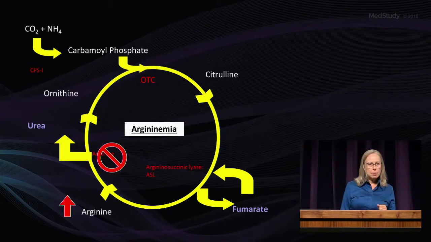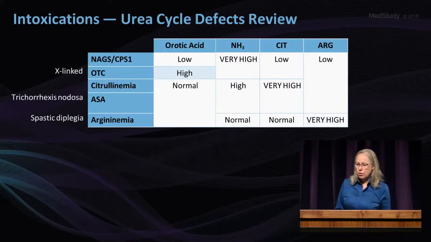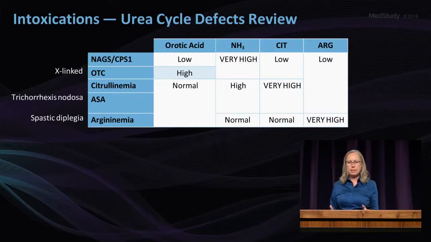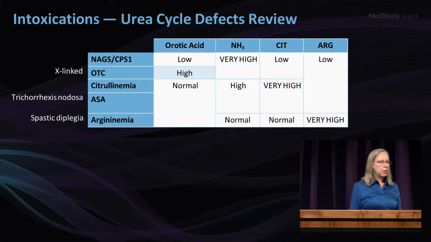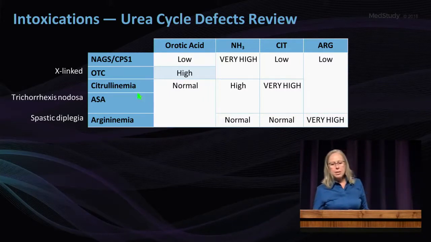And that's argininemia. All right, so here's the cheat list, because at 2 o'clock in the morning when you get asked this question, you're not going to want to run through the cycle. All right? NAGS and CPS, you can't tell them apart on biochemical labs, but they'll have low orotic, very high ammonia, low citrulline, low arginine. OTC, high orotic acid, high ammonia, low citrulline, low arginine. So here's the difference between these two.